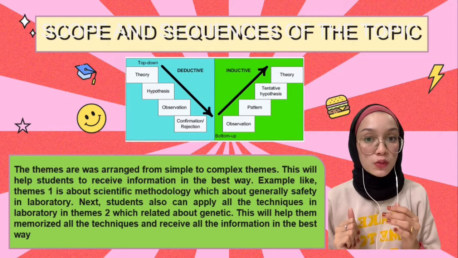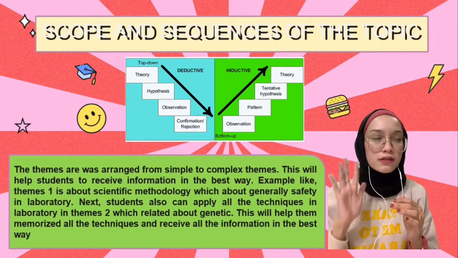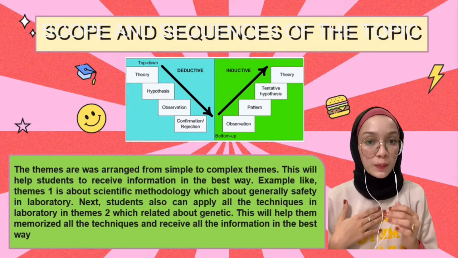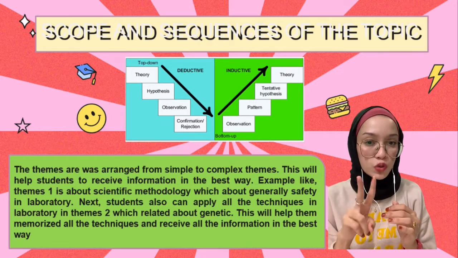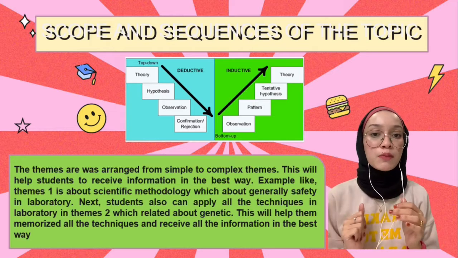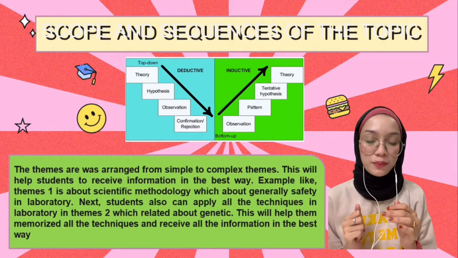For example, theme 1 is about scientific methodology, which is generally about safety in the laboratory. Next, students can also apply all the techniques from the laboratory in theme 2, which is related to genetics. This will help them memorize all the techniques and receive all the information in the best way.